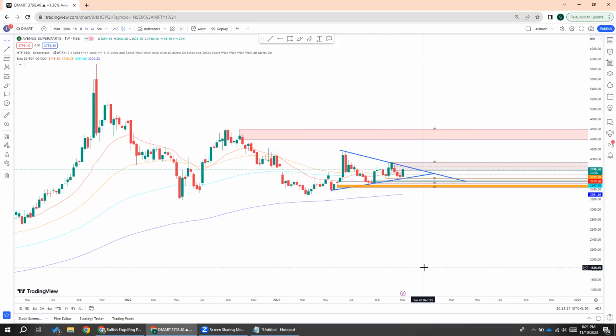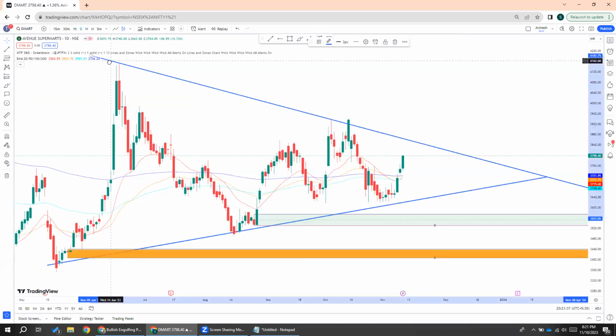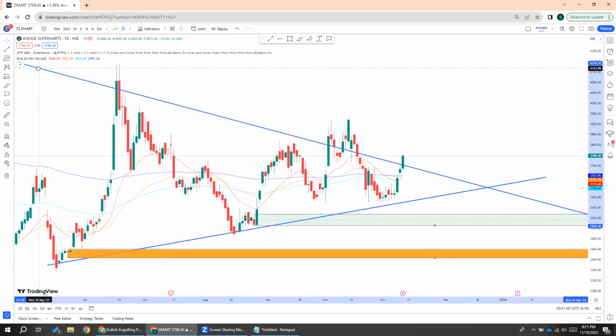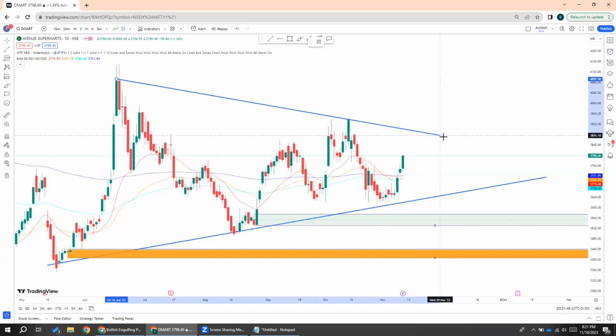Great. On the DMart side, we have a very good triangular pattern coming up. If it breaks, that will give us a good move. So we'll keep an eye on DMart. We'll add it to our watch list.